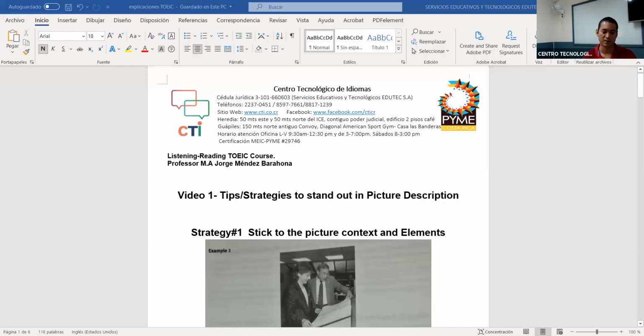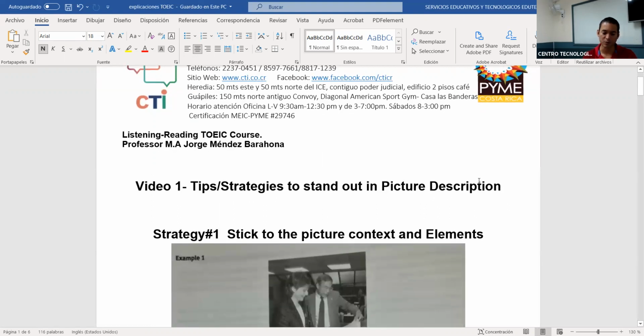So let me share. Okay, so this is the first section of the TOEIC. Actually, this section is like a warm-up, because the TOEIC has an organization. It goes from the easiest to the most demanding level. So for number one, we have pictures, and we have some tips and strategies.